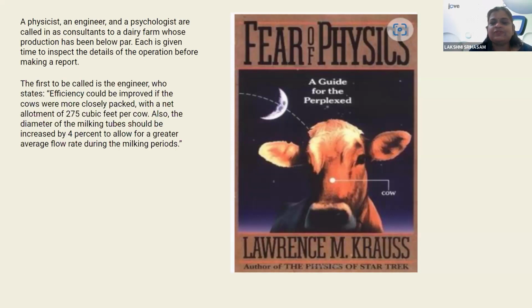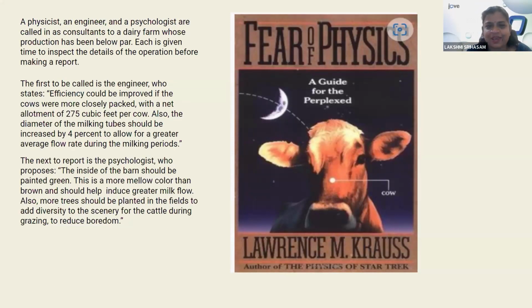So first to come was the engineer. He suggested that you reduce the size of the cubicles, place the cows near to each other, and increase the volume of your milking pipe. All the suggestions he gave were ones you can easily relate to.